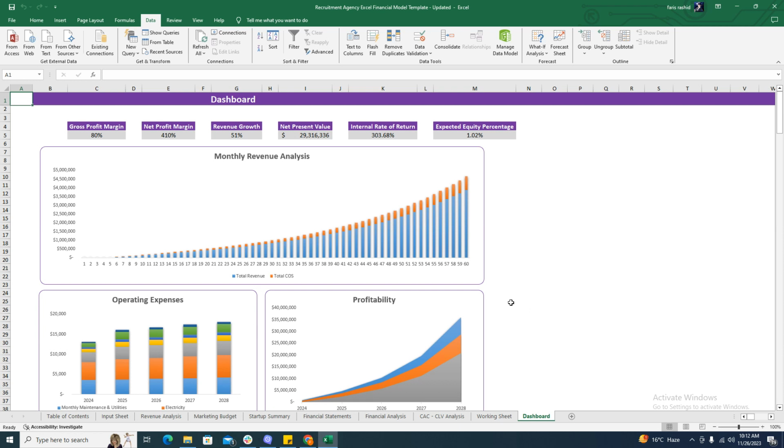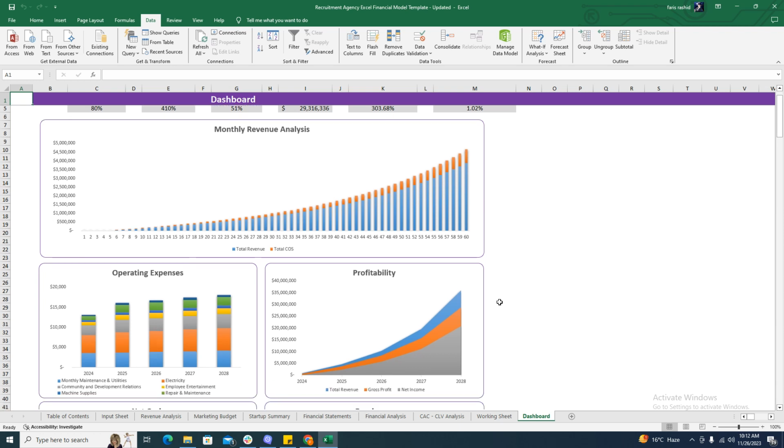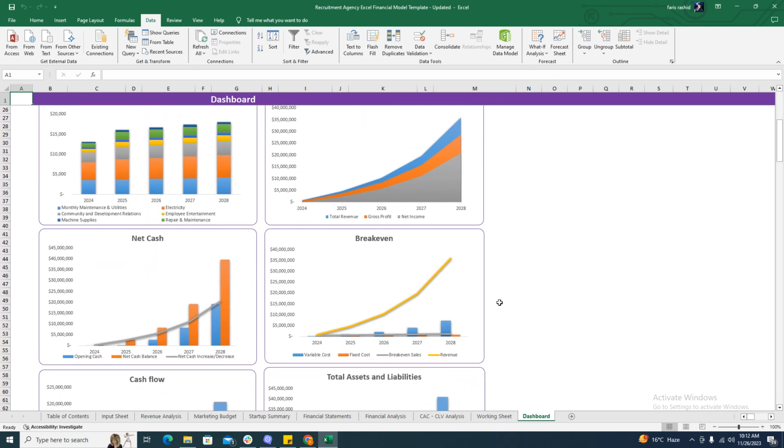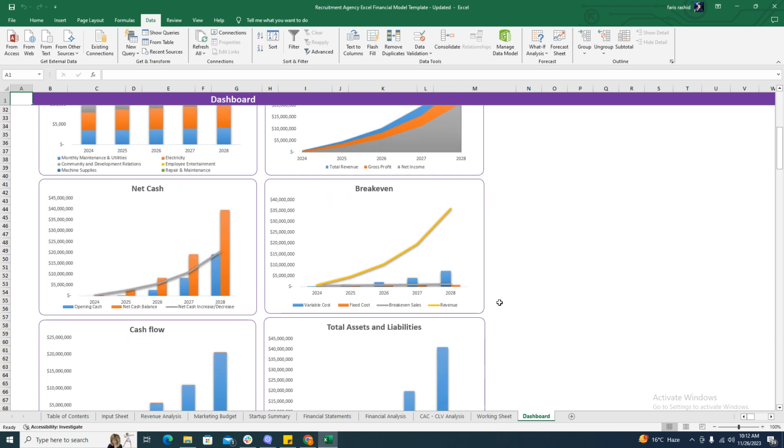This shows the calculations of the business in graphical context, all the forecasted assumptions in graphical context. It helps in making decisions as easily and quickly as possible.